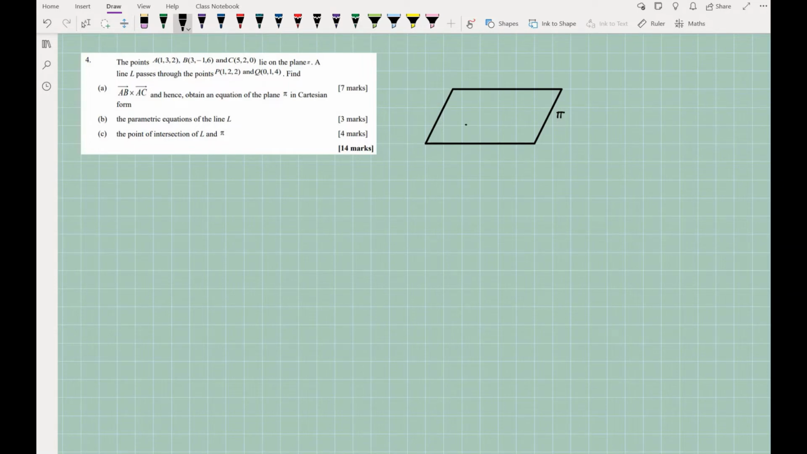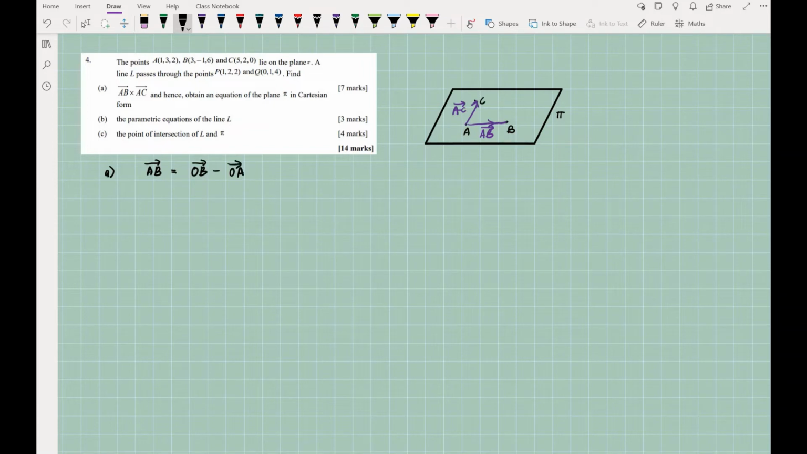As for question 4, kalau kita tengok you are given the points A, B and C, yang mana these 3 points lie on your plane pie. So a line L passes through the point P and Q. So find AB cross AC. Kita tengok dahulu maklumat satu persatu. So A, B and C should be somewhere here. With A adalah, let's say A di sini, B is here and C is here. So apa yang the question asks you to do adalah, untuk soalan A, dia suruh cari AB cross with AC.